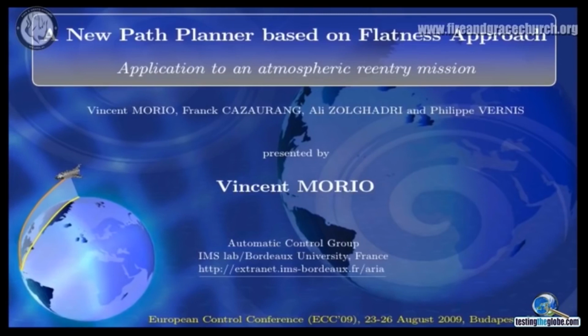Now, here's a doctoral dissertation by a PhD candidate that became part of this European Control Conference. A new path planner based on flatness approach, application to an atmosphere reentry mission. This was designed for the space shuttle, quote, reentry. And it's funny, they put orbit and reentry and stuff like that into quotations. And I'll explain all that next week. We'll get into that next week.